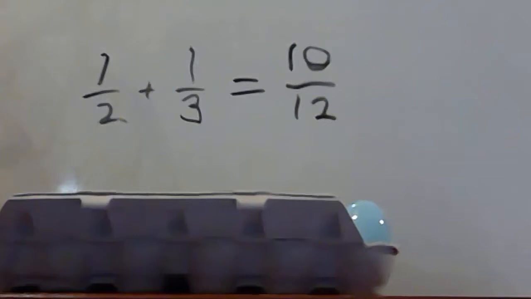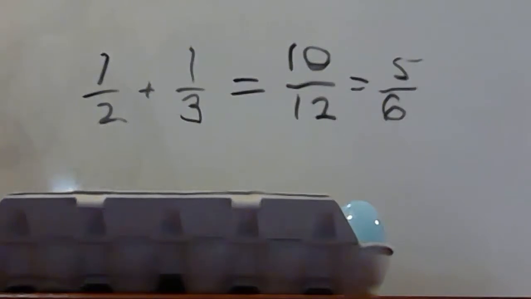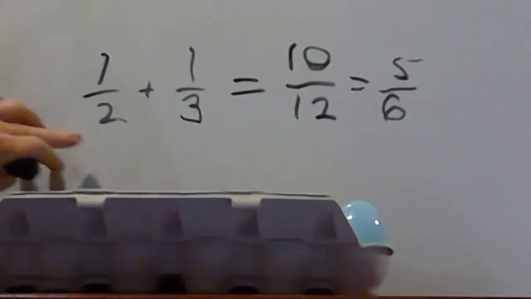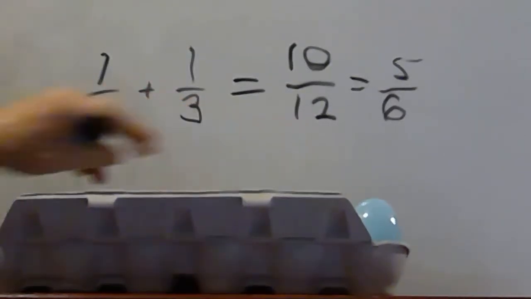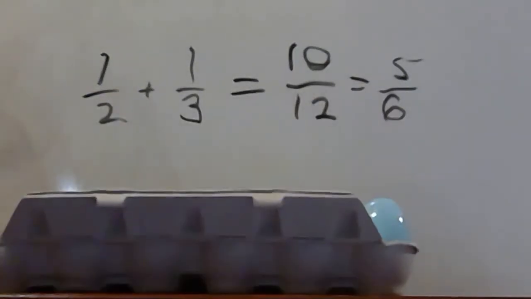Now I want to reduce this, and in order to reduce this, I see that 2 goes into both of these. 2 goes into 10 5 times, and 2 goes into 12 6 times, and that's my final answer. So that is how I would add 1/2 plus 1/3 will give me 5/6, and that's adding using egg cartons.